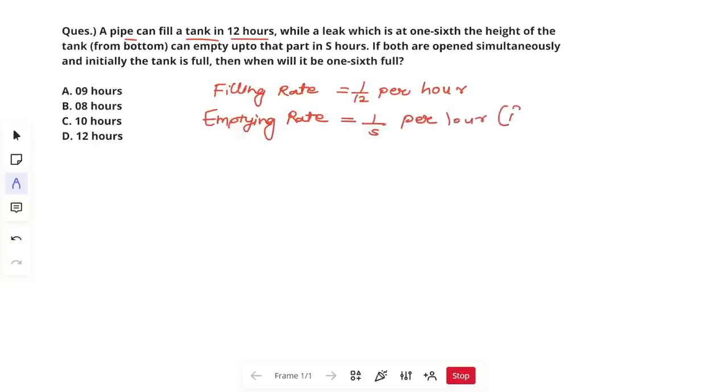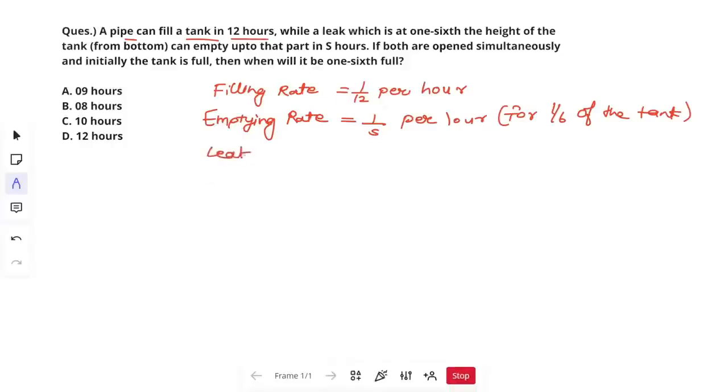for 1/6 of the tank. And what we were told is initially the tank is full and both pipe and the leak are open. So we need to find when the tank will be 1/6 full. So let's understand the leak effect. The leak affects only the bottom 1/6 of the tank, right? It is told when it will be 1/6 full, which means it is only affecting the bottom 1/6 of the tank. This means the leak empties the full tank at the rate of 6/S per hour, right?